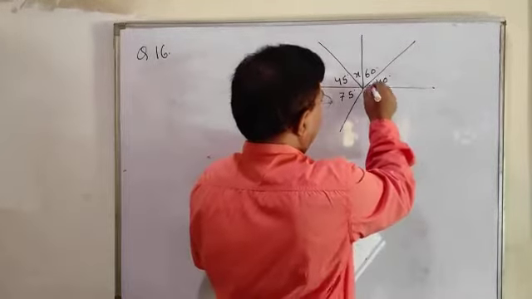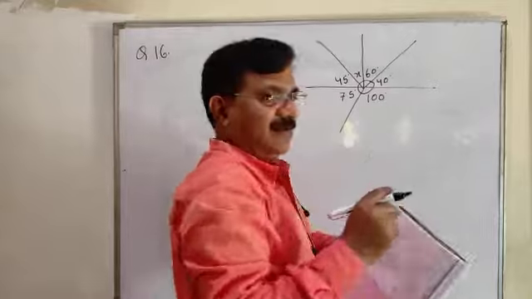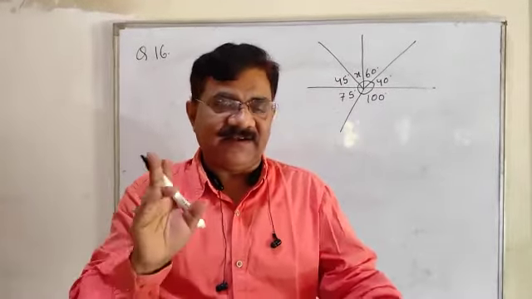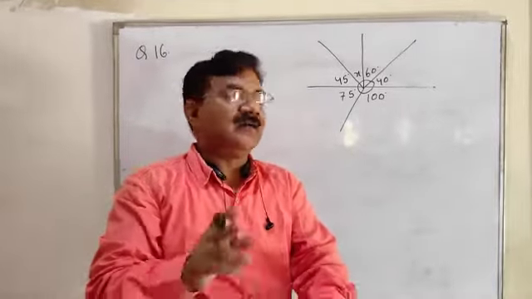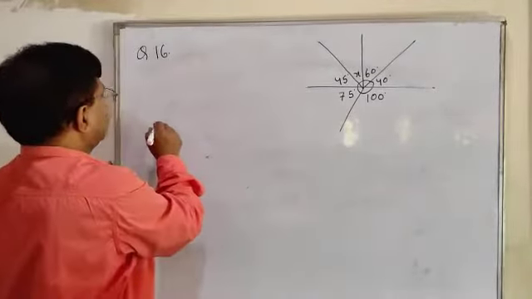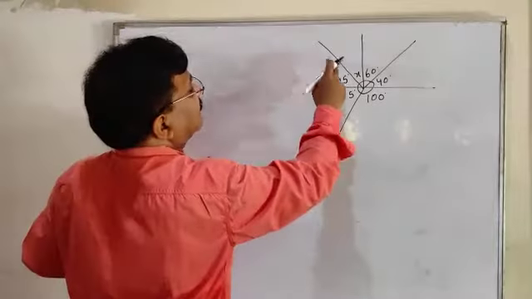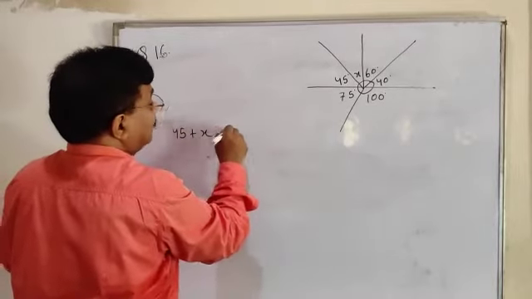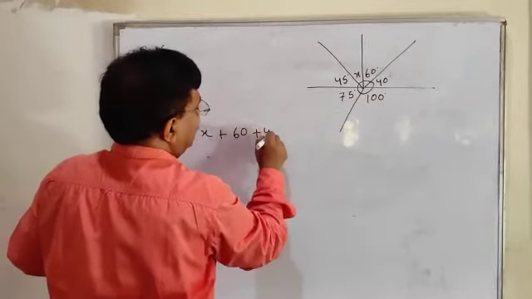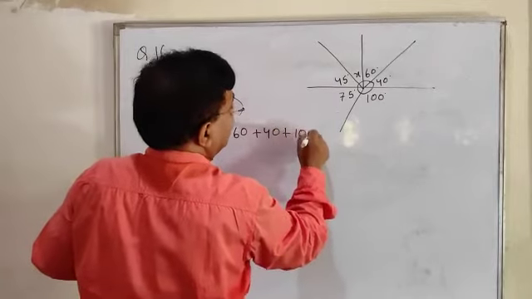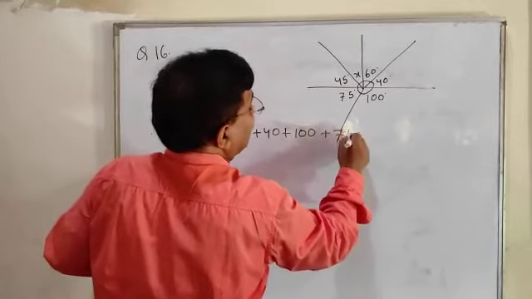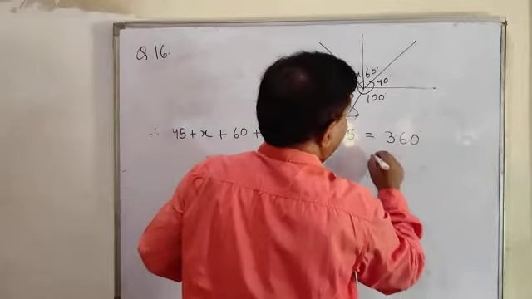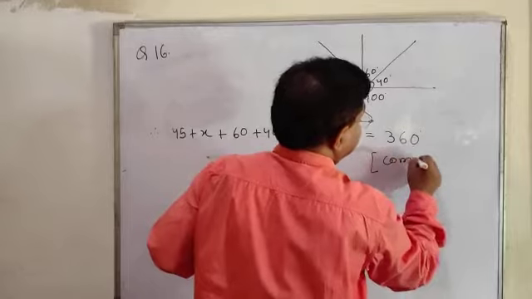Dear children, it forms a complete angle, and you know that a complete angle is equal to 360 degrees. So let us find the value of x. Let us start from 45. 45 plus x plus 60 plus 40 plus 100 plus 75 is equal to 360 degrees, and the reason is complete angle.